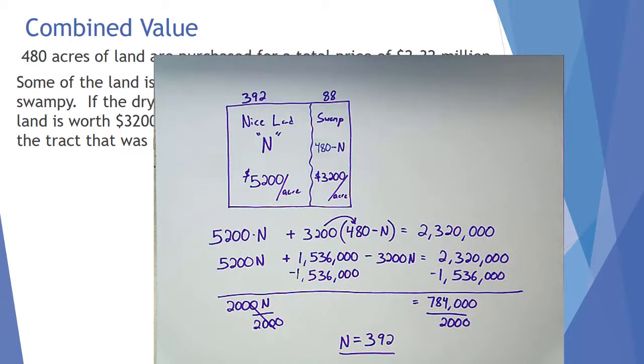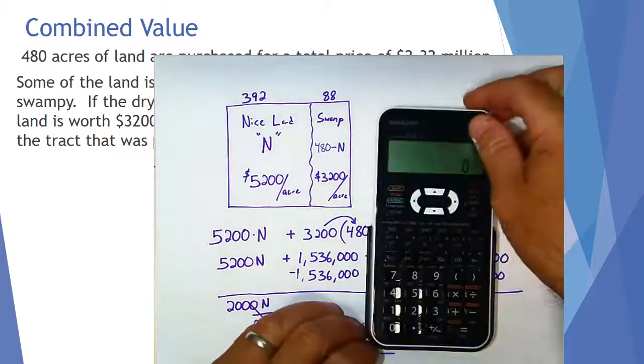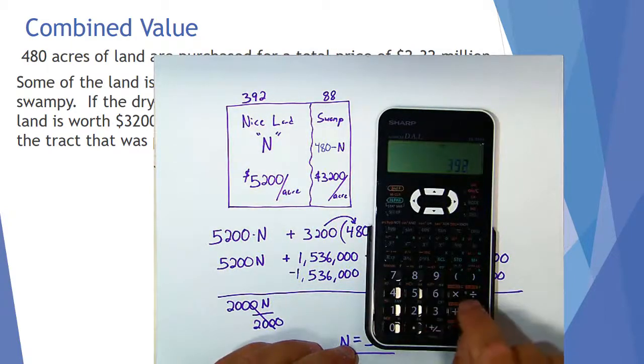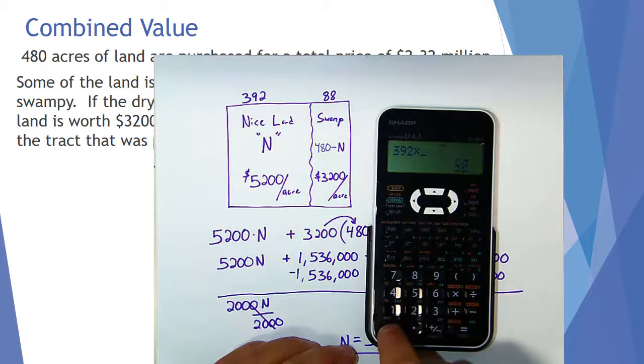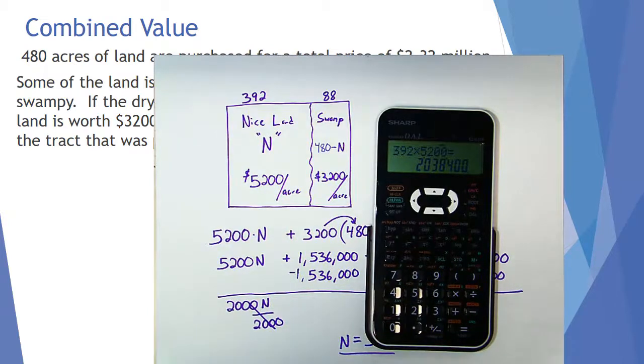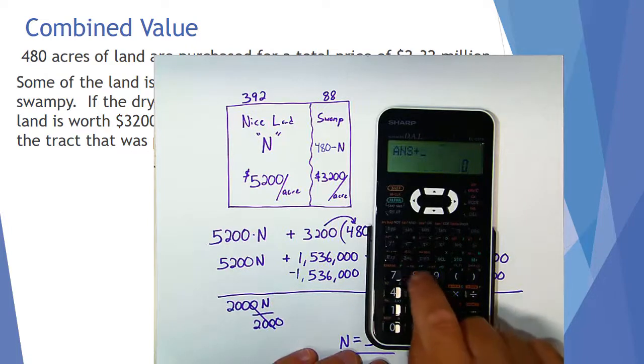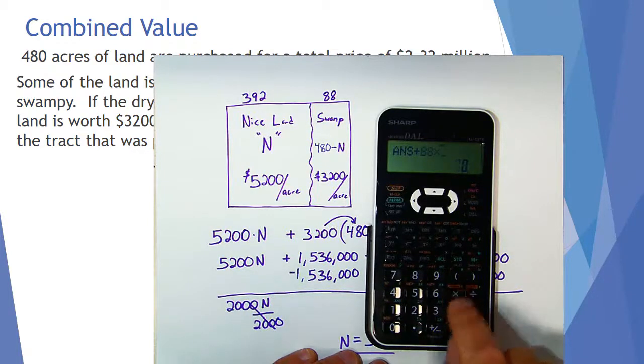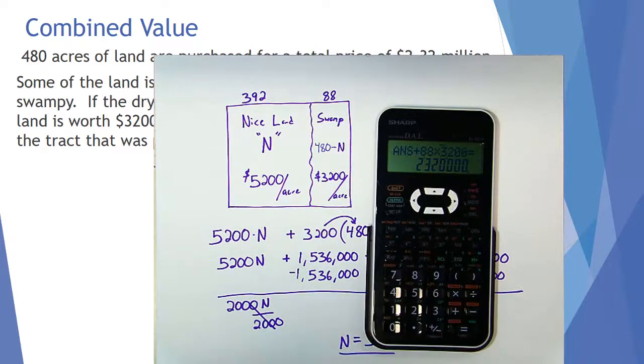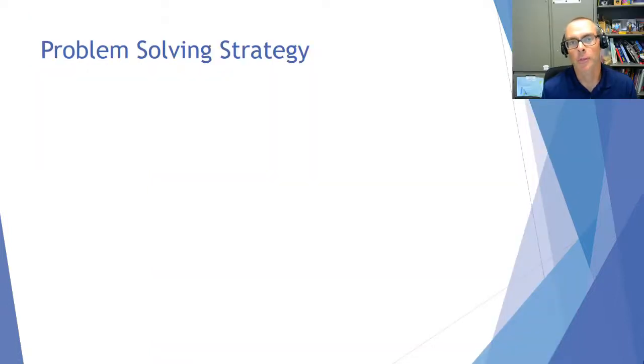Now, again, pretty easy problem to check. We'll just do this one directly on our calculator. If we have 392 acres at 5,200 per acre, that land is worth $2,038,400, plus we have another 88 acres at 3,200 per acre, and if we add that up, we get $2,320,000. There's our $2.32 million. Worked out just fine. All right, so that wraps up this topic.